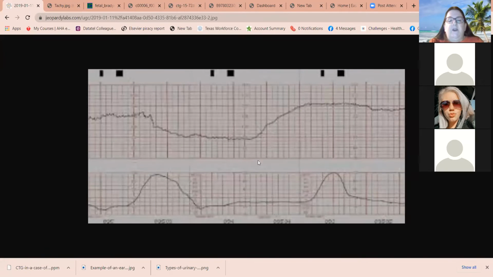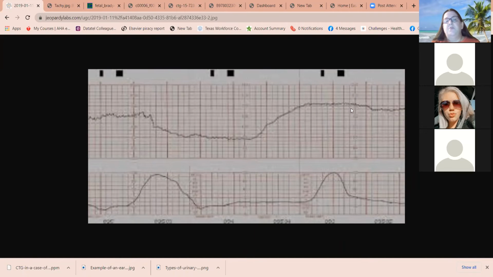What is the nadir? That's the lowest point of the decel. And I believe, I'm trying to make it out, this might be around 100. Okay. Yeah, that's kind of where I am, Zach. It's hard to see, but I'm thinking maybe around 100.